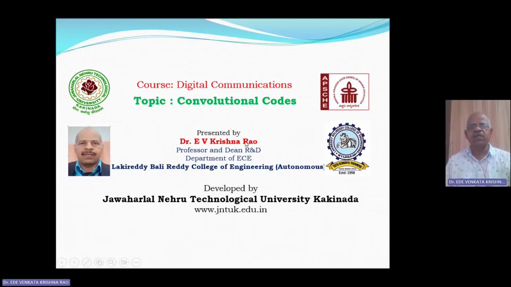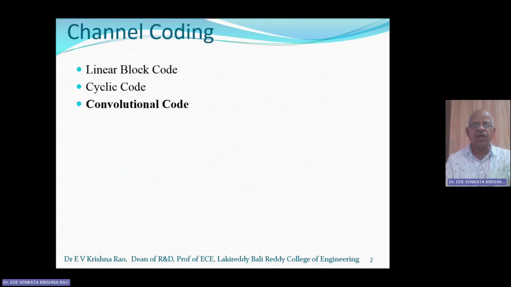Today we will discuss convolutional codes. In channel coding in digital communications, convolutional code is used for error correction and detection, to check, while receiving the code word, whether it is correct or not. The code word is generated by a channel coding technique, which is one of the convolutional codes.